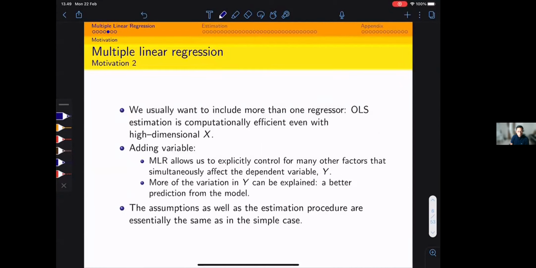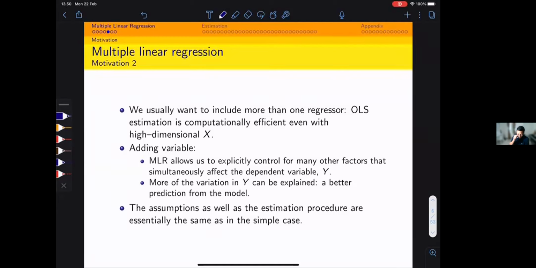So the idea of multiple linear regression is that we want to include more than one regressor. OLS estimation is computationally efficient even with high dimensional X. We did a regression with one variable, and today we're going to do a regression not only on Y and X, but also on Y and X2, X3, X4, and so on. The good thing about OLS is that it's computationally efficient. Even if you include, say, 5,000 explanatory variables, your computer will run the regression quite quickly, because it uses matrix algebra to conduct the estimation. So it's very, very fast.